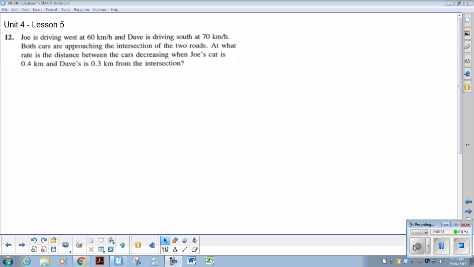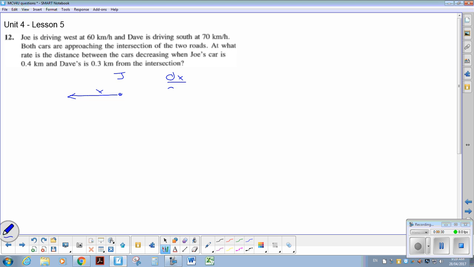Hello, I've had a question in Unit 4, Lesson 5. I'm looking at question number 12 here. Joe is driving west at 60 kilometers an hour. So I'm going to put Joe right here, and he's driving, oops, that would be east. Let's fix that up. So we've got Joe heading west, and I'm going to say that this is in the x direction. So dx/dt, the rate of change for Joe, is equal to negative 60 kilometers an hour, just because he's heading west.